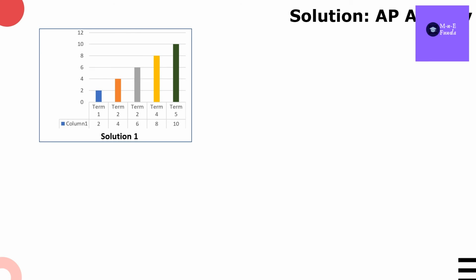Take a few colored marble papers and cut the papers like 2 centimeter, 4 centimeter, 6 centimeter, 8 centimeter, 10 centimeter. After that, mount them on a white sheet and observe between two successive papers, and you can observe that there is a common fixed difference between two successive terms. Here it is 2 centimeter. So here the first term is 2.